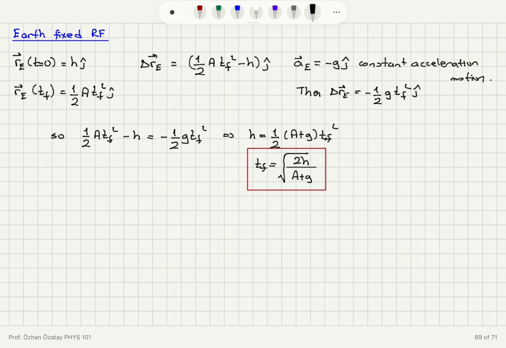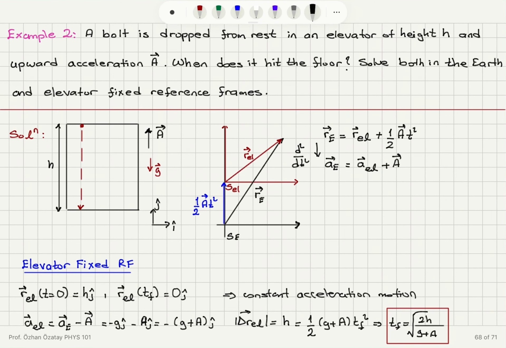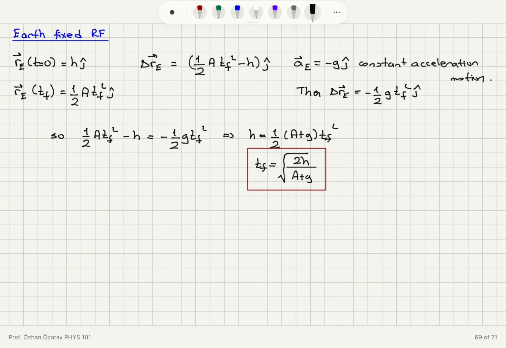When I solve it in the Earth reference frame, at t equals 0, my bolt is at h j hat, at t equals t final it is at the bottom of the elevator, where the bottom of the elevator has moved a distance 1 over 2 a t final squared in the plus j hat direction. Therefore, my displacement is 1 over 2 a t final squared minus h, j hat. The acceleration in the Earth reference frame is the gravitational acceleration, minus g j hat.